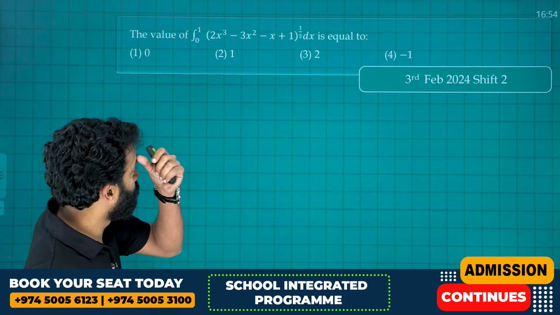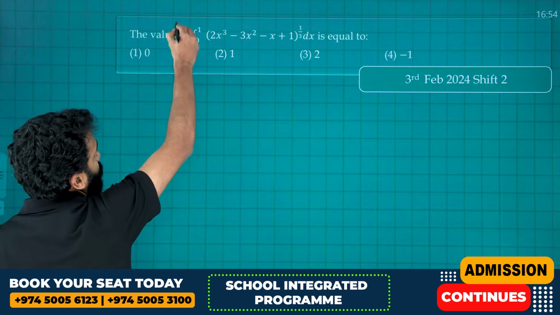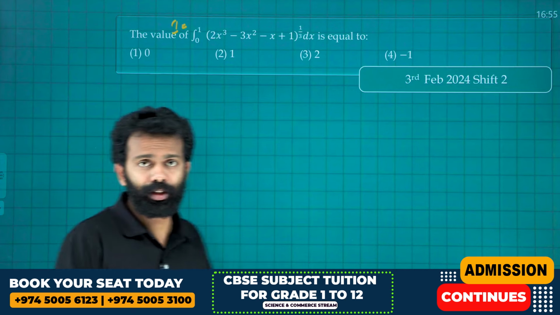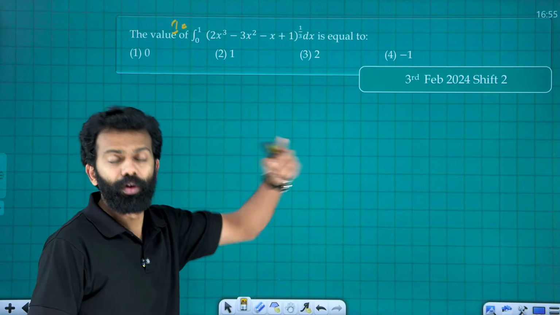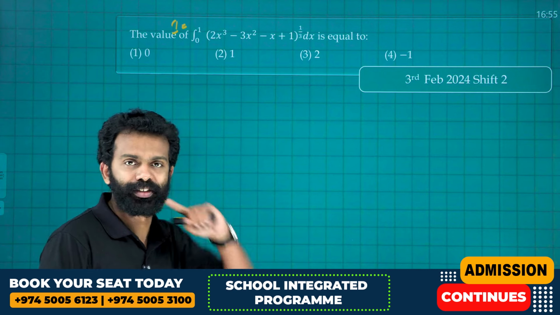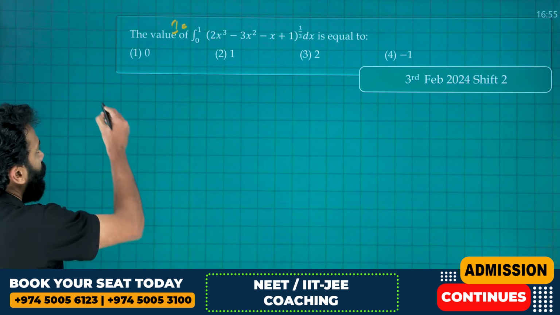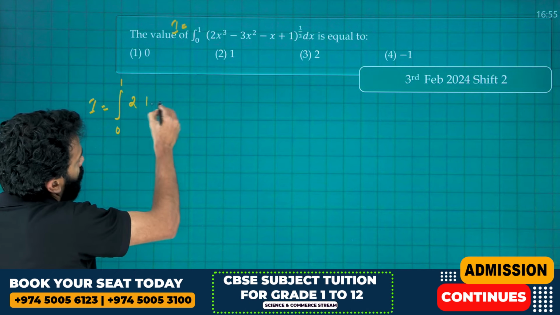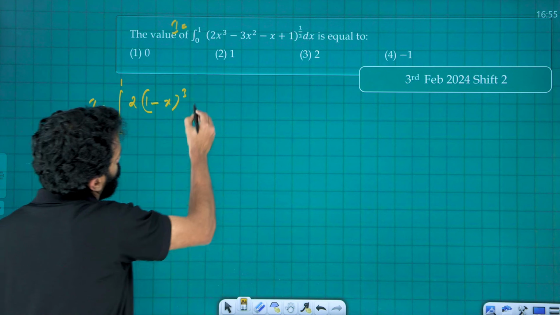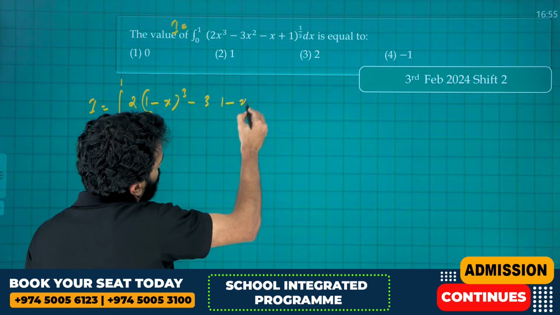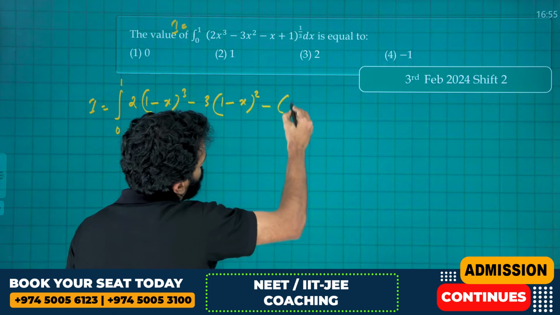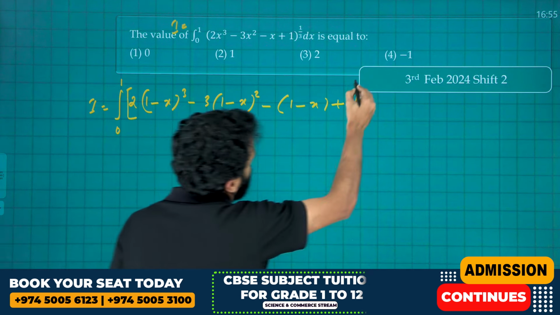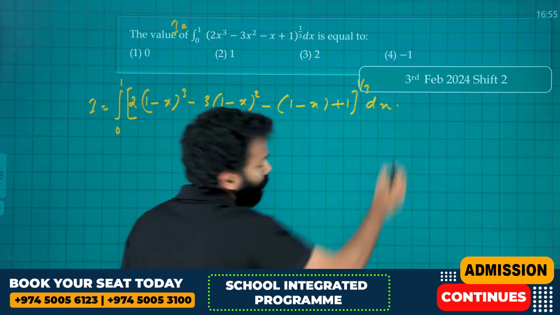Okay, so let's do one thing. Let's take it as I first. Instead of x, what should you substitute here? 1 minus x, right? Therefore 0 plus 1 is 1. So instead of x, we should substitute 1 minus x. Therefore I is equal to 0 to 1 (2 into (1 minus x) the whole cube minus 3 into (1 minus x) the whole square minus (1 minus x) plus 1) the whole raised to 1 by 3 dx.